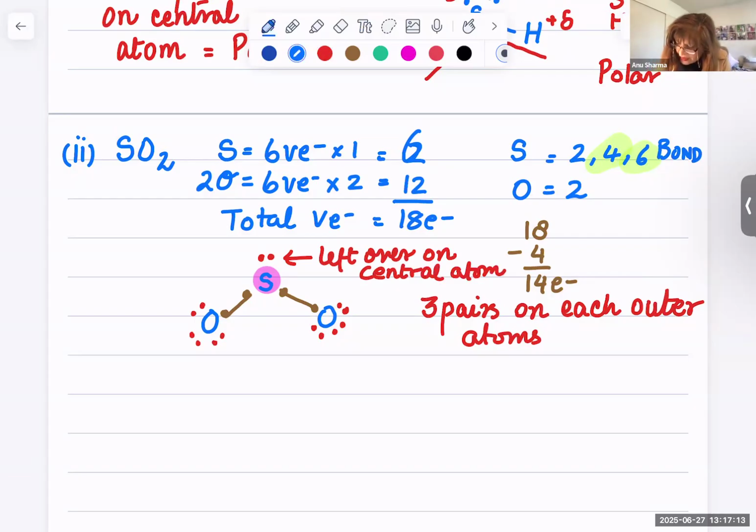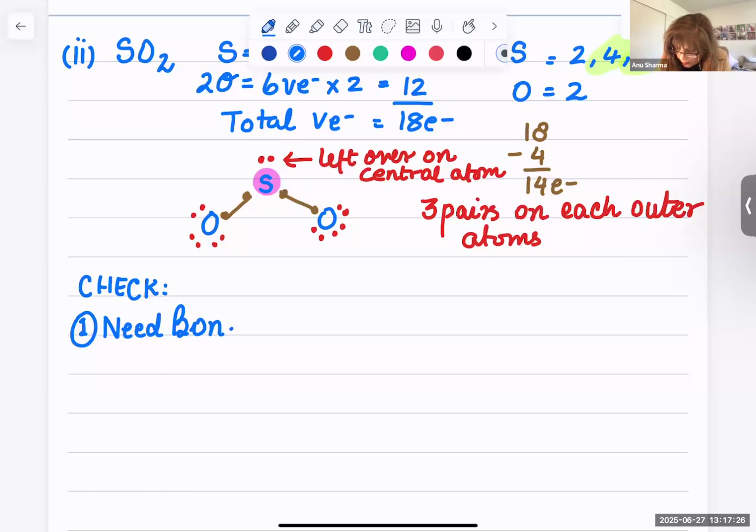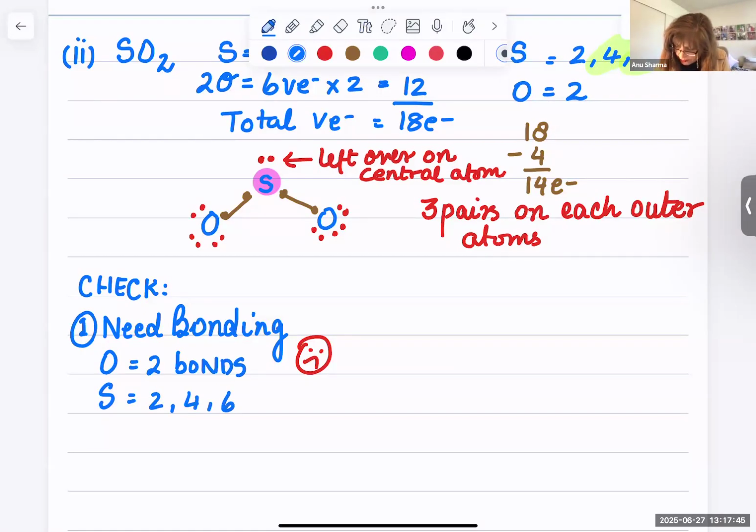Now, here, what do you see? In this case, you have sulfur. Now, you're going to always check. That's why I'm saying you're never going to go wrong if you check. First is the need to make the bonds. That always takes a priority. Need for bonding. Okay. So oxygen wants to make 2 bonds and it's not making 2 bonds. So oxygen is very unhappy here. And sulfur can make 2, 4, and 6 bonds. So sulfur is happy. Sulfur is very versatile. It's making 2 bonds, right?